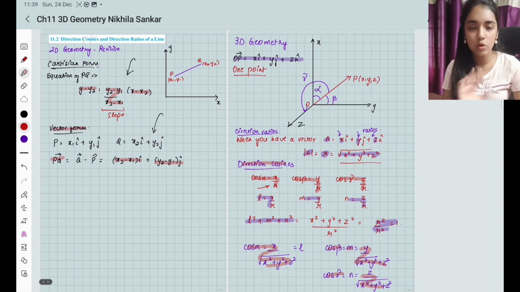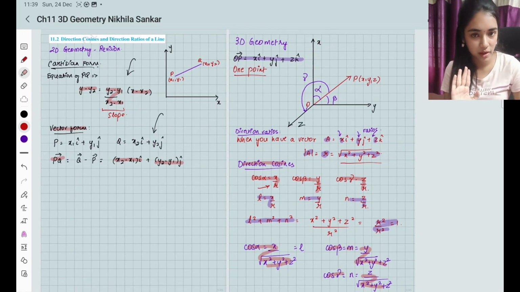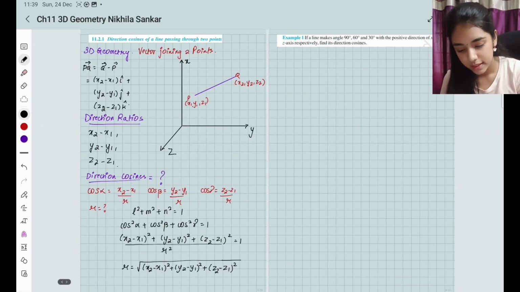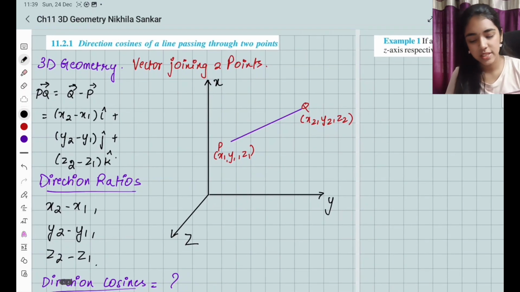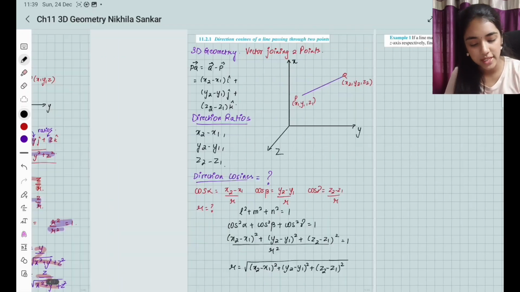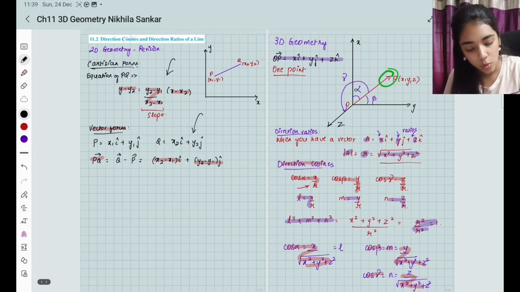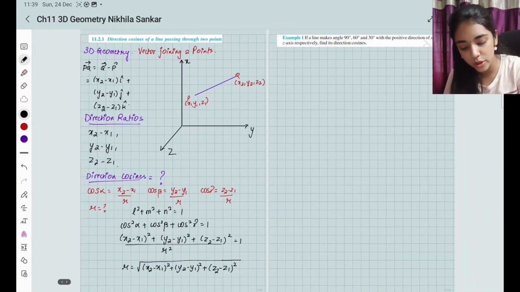ஒரு டாபிக்கு ஒரு ஃபார்முலா நம்ம ரிவைஸ் பண்ணிட்டு சம் சால்வ் பண்ணலாம். Okay, now you have a direction cosine of a line passing through 2 points. இவ்வளவு நேரம் என்ன பார்த்தோம்? We only learned one point. It passes through one single point. இப்போ இதே if it passes through two different points, so I'm going to have the point P and Q.